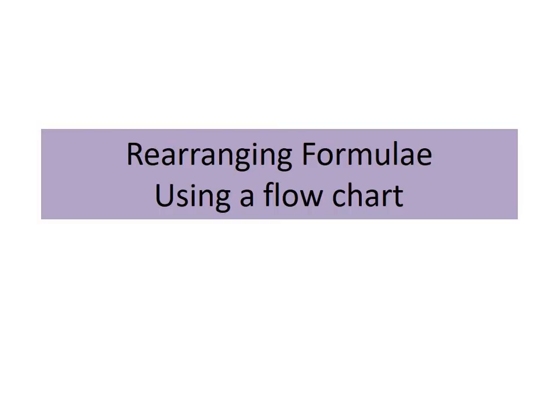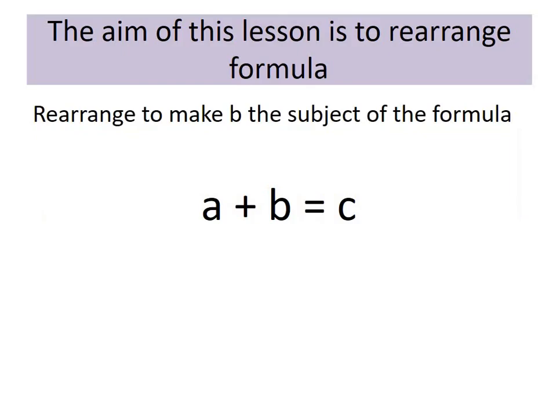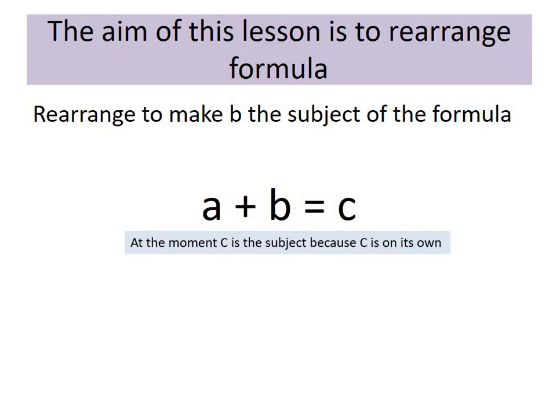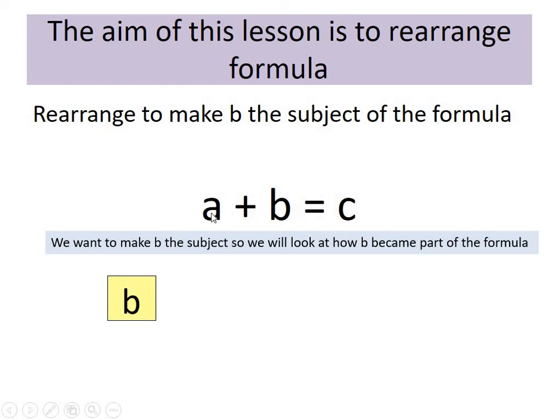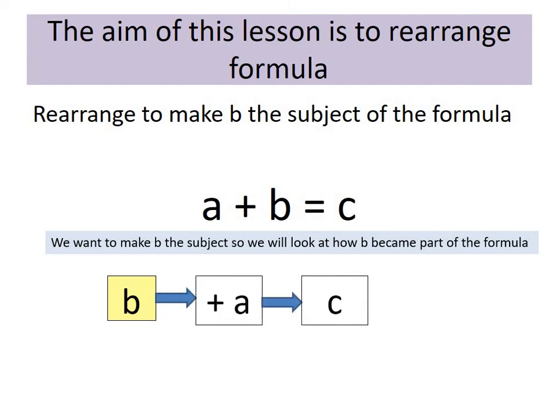I'm going to show you how to rearrange a formula by using a flowchart. In this example, A plus B equals C. C is the subject of the formula because C is on its own. We want to rearrange this to get B on its own. So we need to look and see how B became part of the formula. So here is B, and with it is an A. So I had B, I added A, and the answer was C.